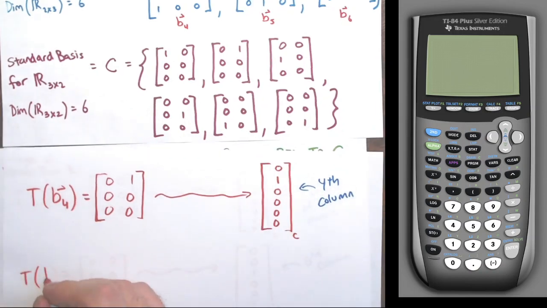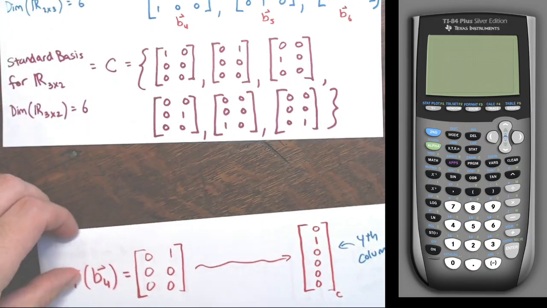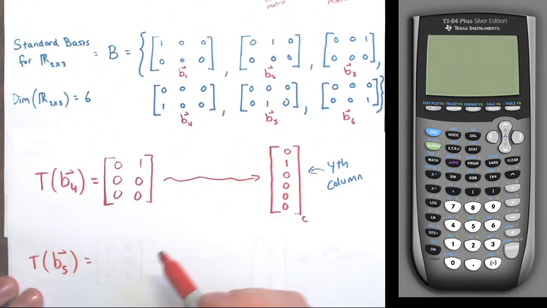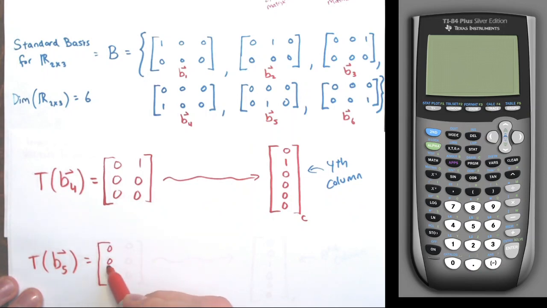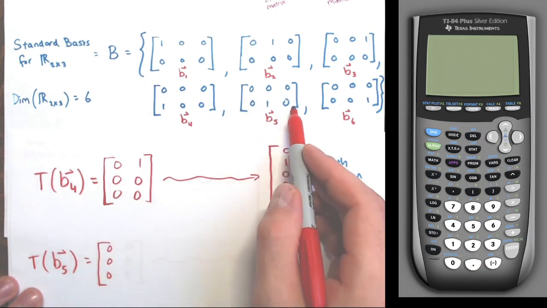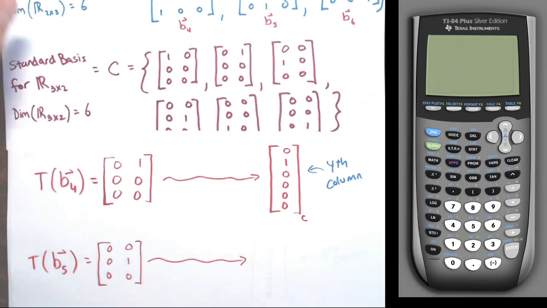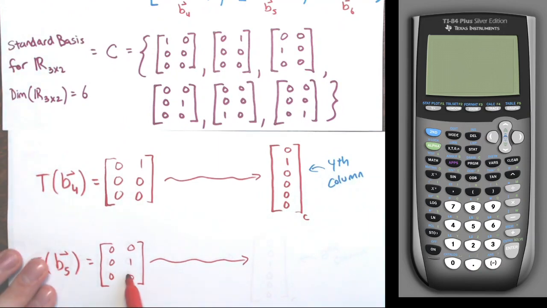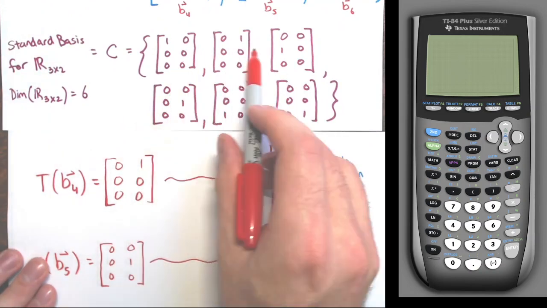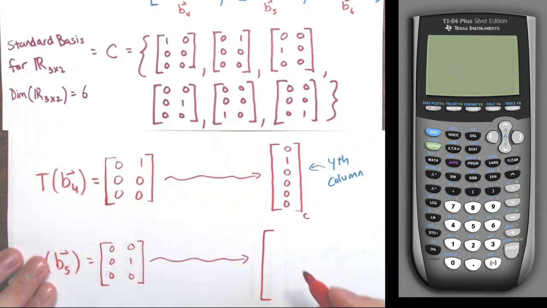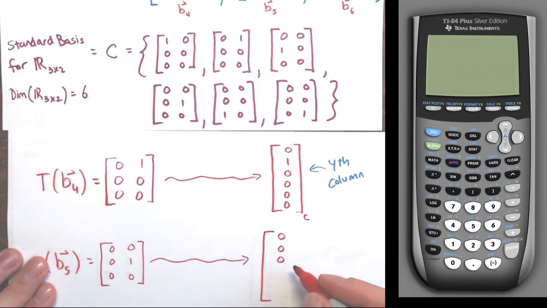T of B5, the fifth standard basis vector in B. And just the transpose of this matrix. So again, the first column is all zeros because the first row was all zeros. Then 0, 1, 0. And now we'll write the coordinates of this relative to basis C. Now this matrix here is this fourth matrix, 1, 2, 3, 4. So 0, 0, 0, 1, 0, 0 for the coordinates relative to C.